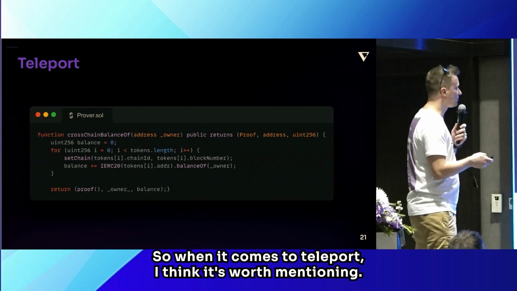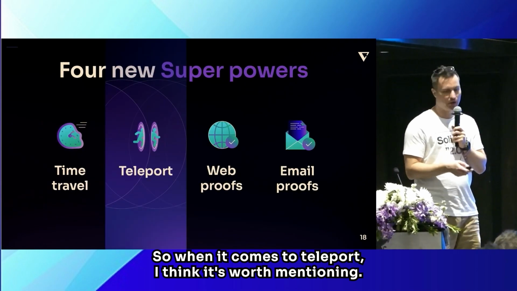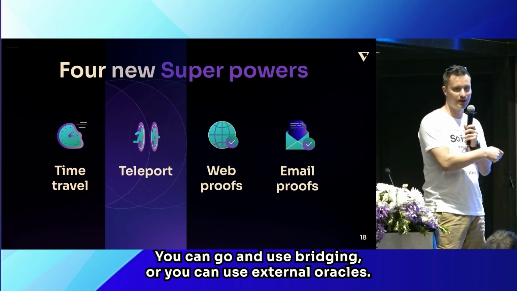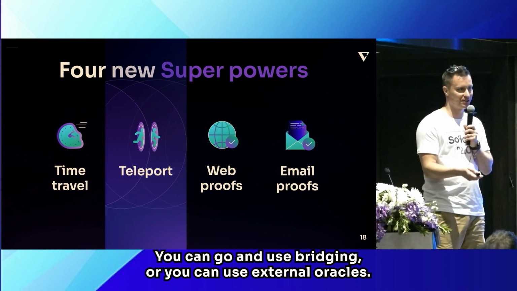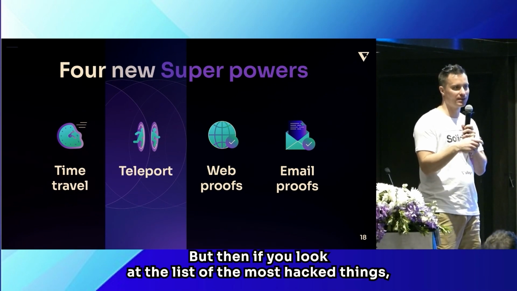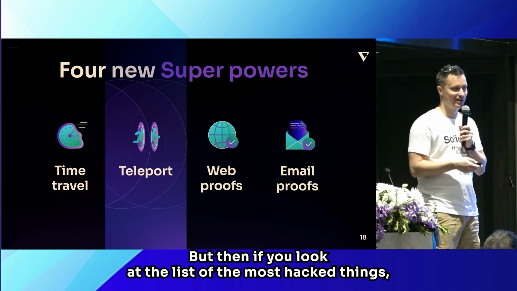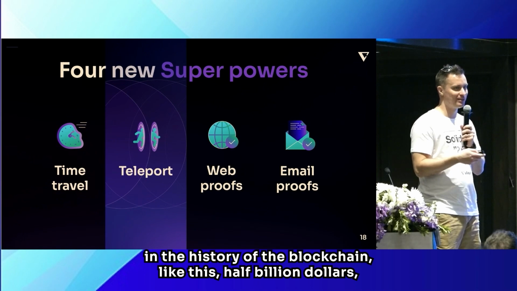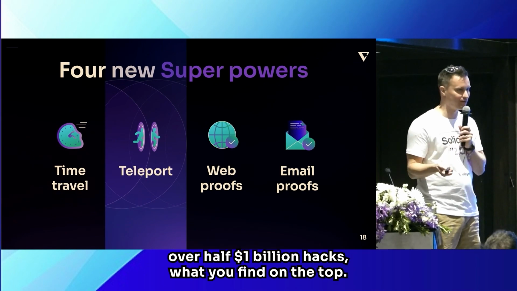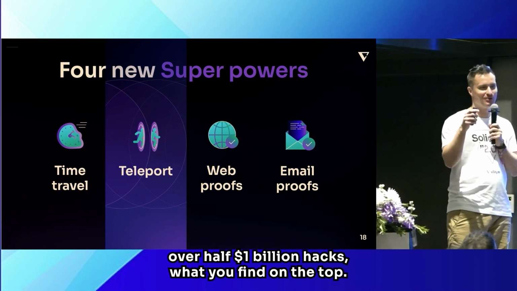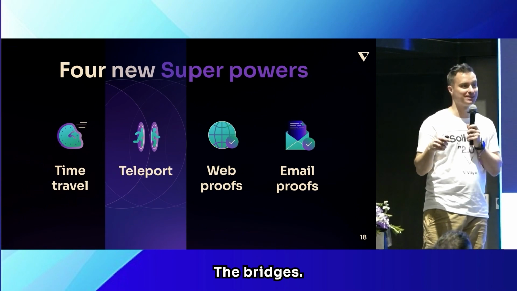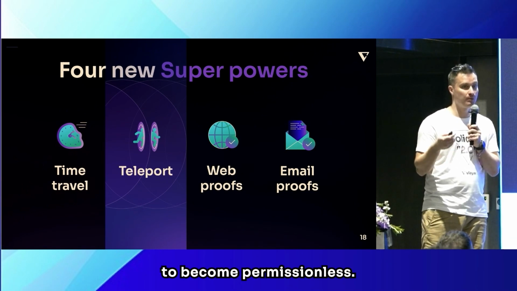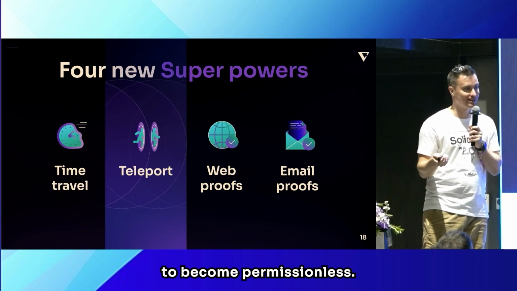So when it comes to teleport, I think it's worth mentioning, you don't need teleport. You can go and use bridging, or you can use external oracles. But then if you look at the list of the most hacked things in the history of the blockchain, like this over $500 million hacks, what do you find on the top? The bridges. So it was super important for the bridging to become permissionless.